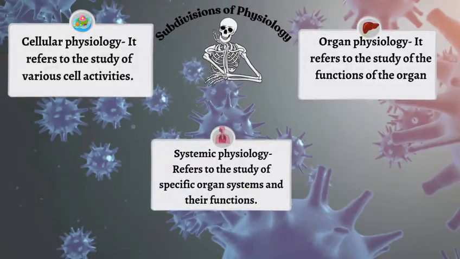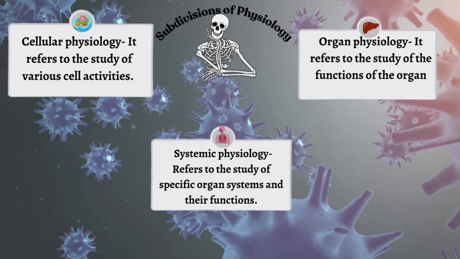Next, moving on to the subdivisions of physiology. Under the subdivisions of physiology, we have cellular physiology, organ physiology, and systemic physiology. Cellular physiology refers to the study of various cell activities. It helps to understand cellular activity, organ functions, and disease, which inspires the development of new treatments.